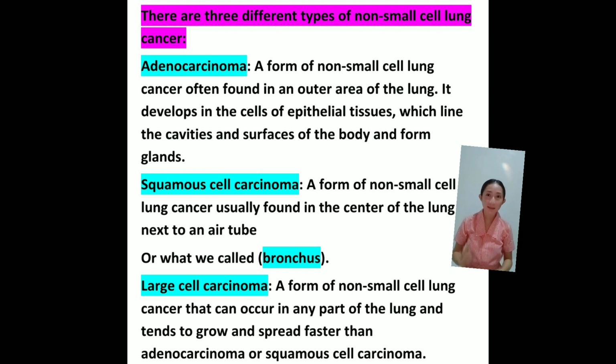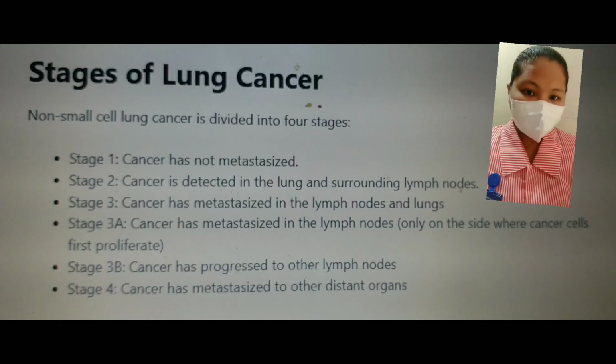First is the adenocarcinoma, a form of NSCLC often found in an outer area of the lungs, and it develops in the cells of epithelial tissues, which line the cavities and surfaces of the body and form glands. Second is the squamous cell carcinoma, a form of non-small cell lung cancer usually found in the center of the lung, next to an air tube, or what we call the bronchus. And lastly is the large cell carcinoma.